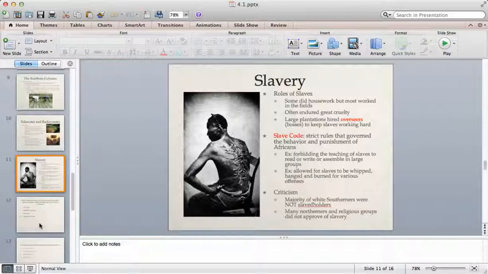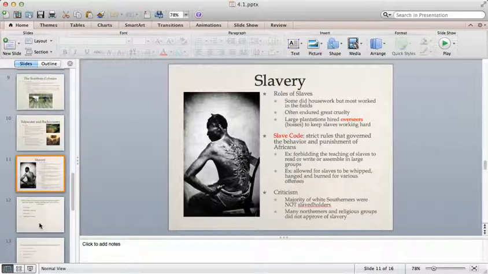In order to keep slaves from rebelling and to keep them under control, the South created slave codes, which are strict rules that govern the behavior and punishment of African Americans. Or I should just say Africans, because they did not have citizenship yet at this point. So for example, slaves were not allowed to be taught to read. They were also not allowed to assemble in large groups. Again, these are reasons to keep slaves from gaining any power to perhaps rebel or overthrow the slave owners. The slave codes also allowed slaves to be whipped, hanged, burned, tortured, just treated quite terribly for various minor offenses.